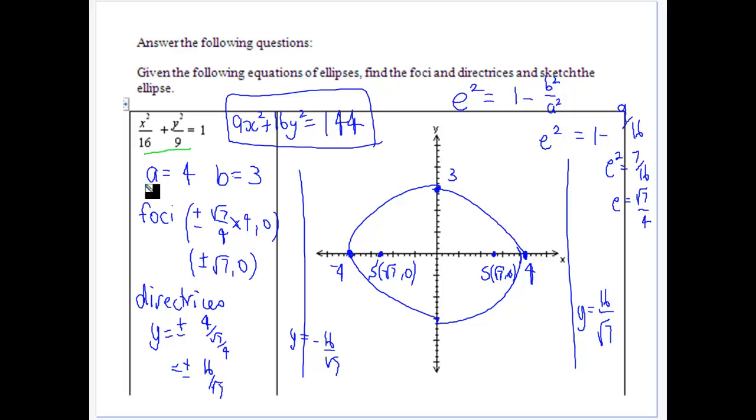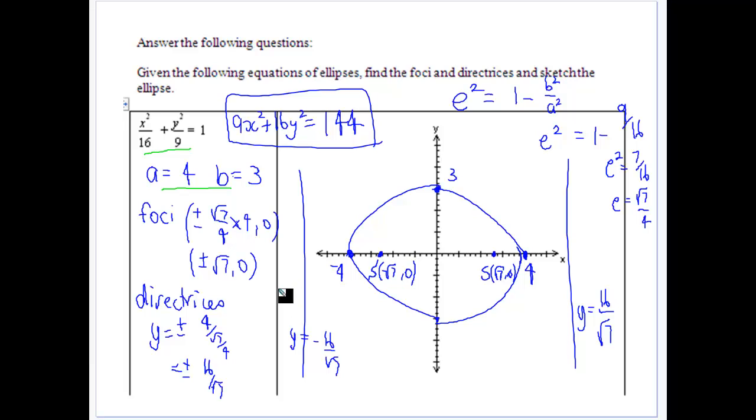First thing we need to do, we identify a and b. Pretty easy. a squared is 16, so a is 4, b squared is 9, so b is 3. So that gives us our values where our ellipse will go through the axes. That's a really ugly ellipse. Again, I apologise.